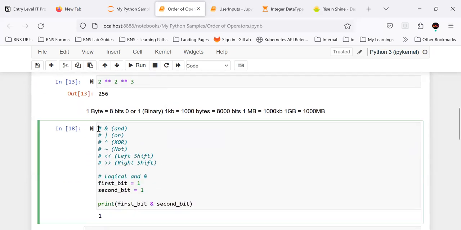And then bitwise operators, these are all like logical operators. Arithmetic operators we are understanding. Now we understood some of the logical operators on the integers.